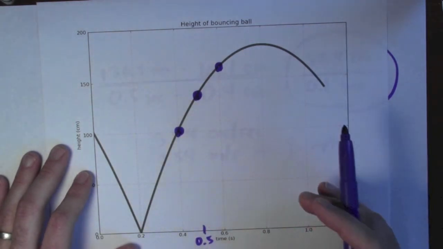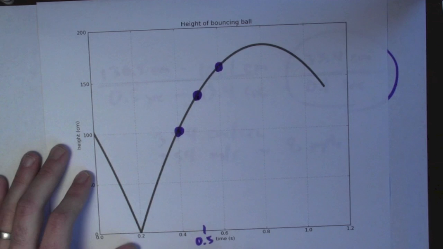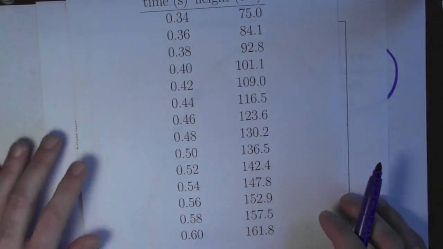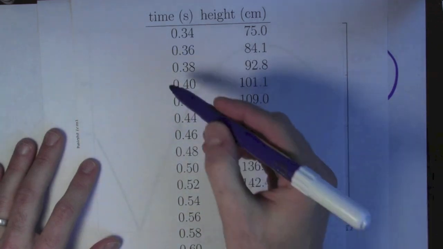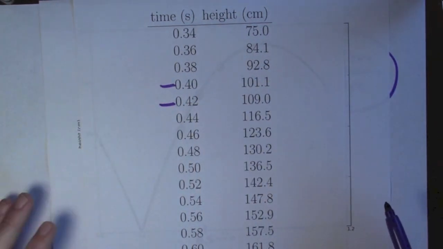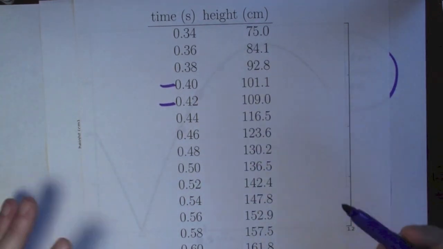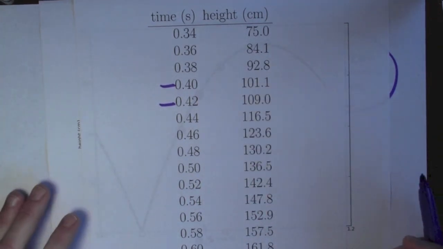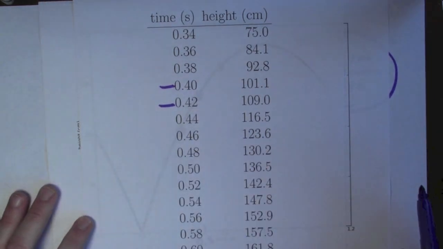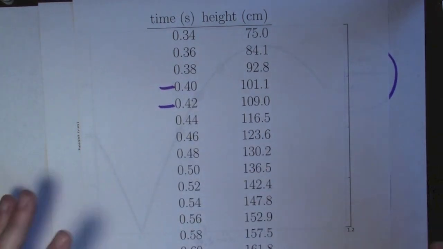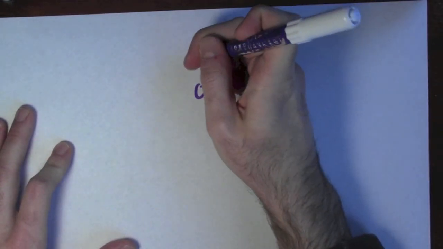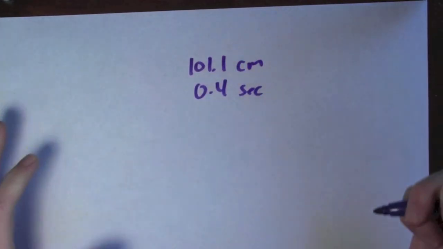To get closer, we should take an even smaller time interval. Instead of 0.4 to 0.5, why not look back on our handy chart here and see, here's where the ball is at 0.4 seconds. Here's where the ball is at 0.42 seconds. We could use this information to figure out the speed of the ball just during the very tiny time interval between 0.4 and 0.42 seconds after Bart releases the ball. Well, let's do that. All right, so again, 0.4 seconds after Bart releases the ball is 101.1 centimeters above the ground.